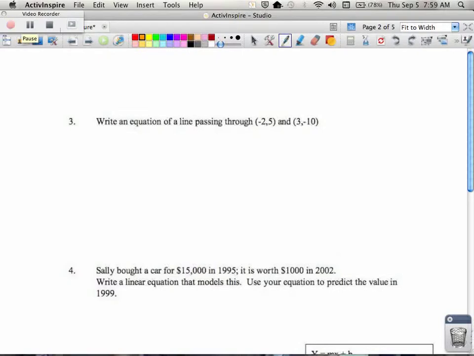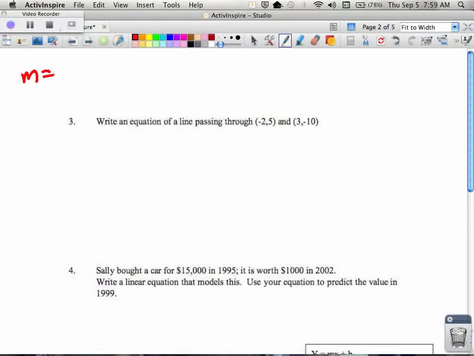Now whenever you're trying to do the point-slope form of a line, you need two things. You need a point and you need a slope. In number 3, they give us 2 points. We don't need both of them for that equation, but the reason they give us 2 is we have to find the slope first. So step 1 is I'm going to find the slope m.